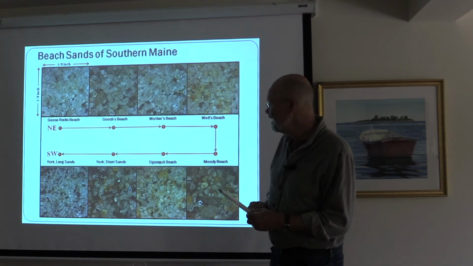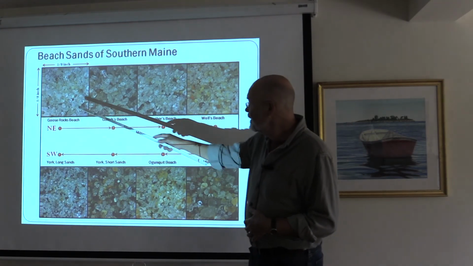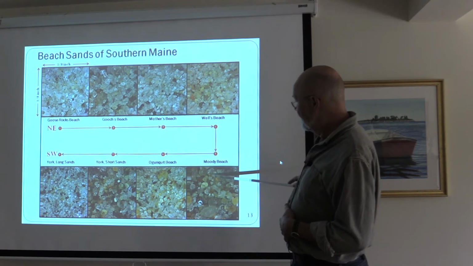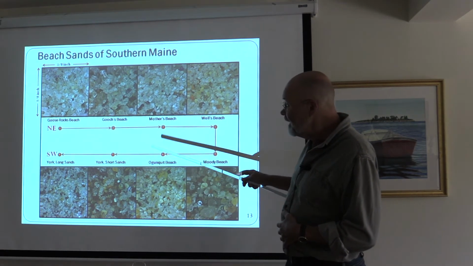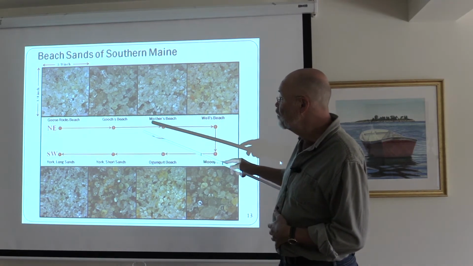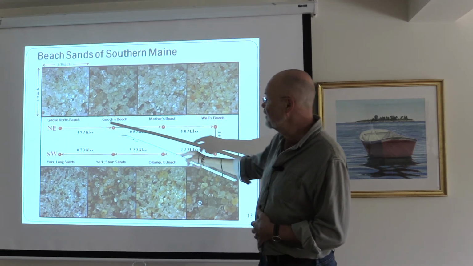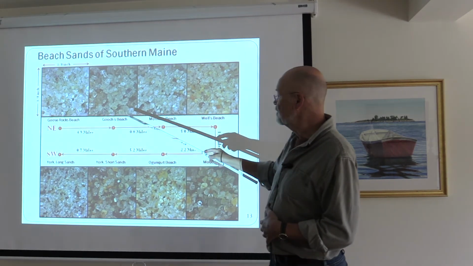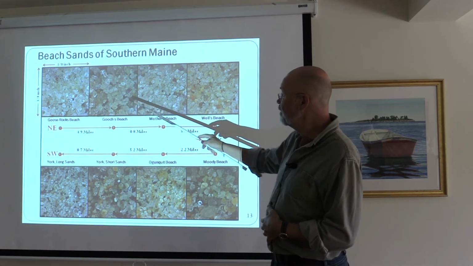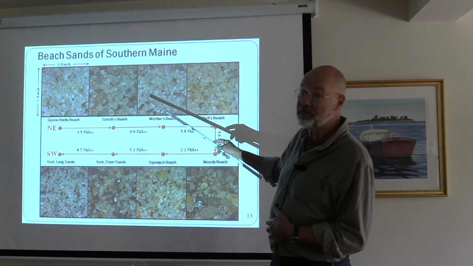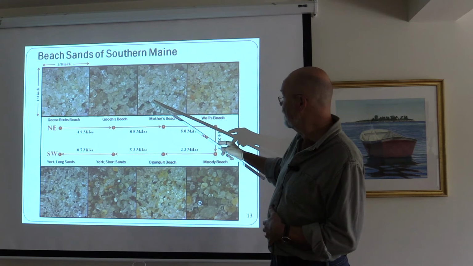Let's try a different slide. So now we're back to our samples again, and the next one will show us the distance between each of these samples. So there was 5 miles between Goose Rocks and Goochers. This one was pretty close, and that's probably why the sands look pretty similar, right? They're only about 1/8 of a mile apart.